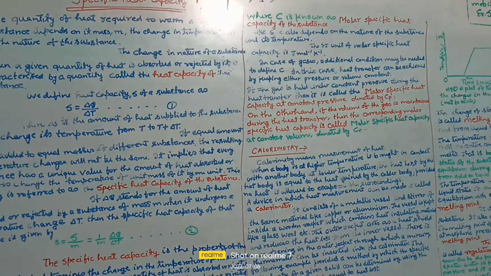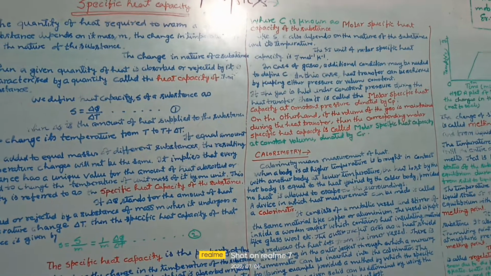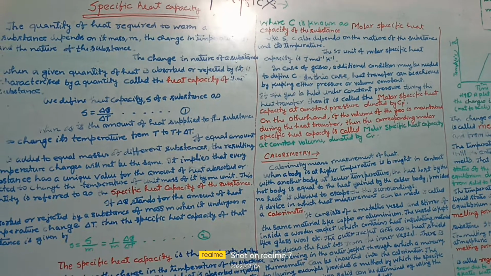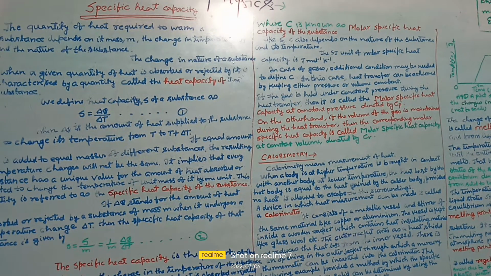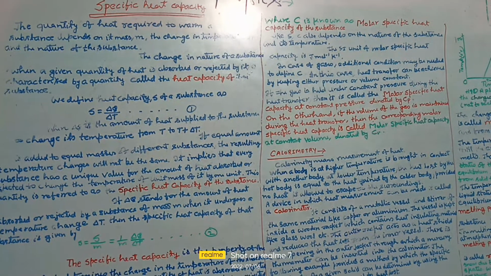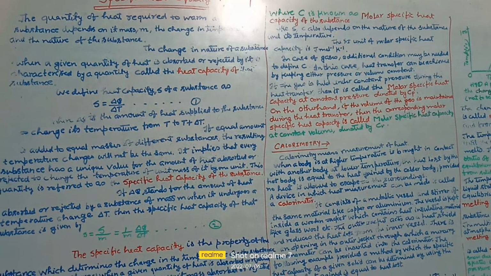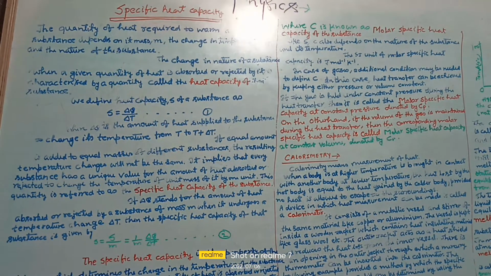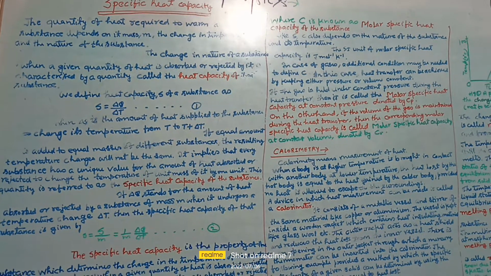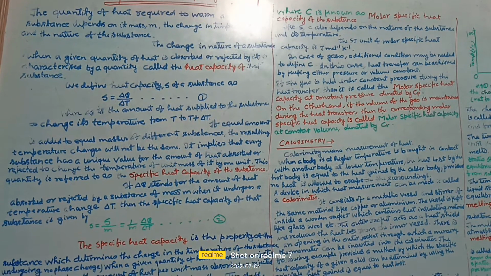If delta Q stands for the amount of heat absorbed or rejected by a substance of mass m when it undergoes a temperature change delta T, then the specific heat capacity of that substance is given by s = S by m = 1 by m delta Q by delta T. It is equation number 2. The specific heat capacity is the property of the substance which determines the change in the temperature of the substance undergoing no phase change.